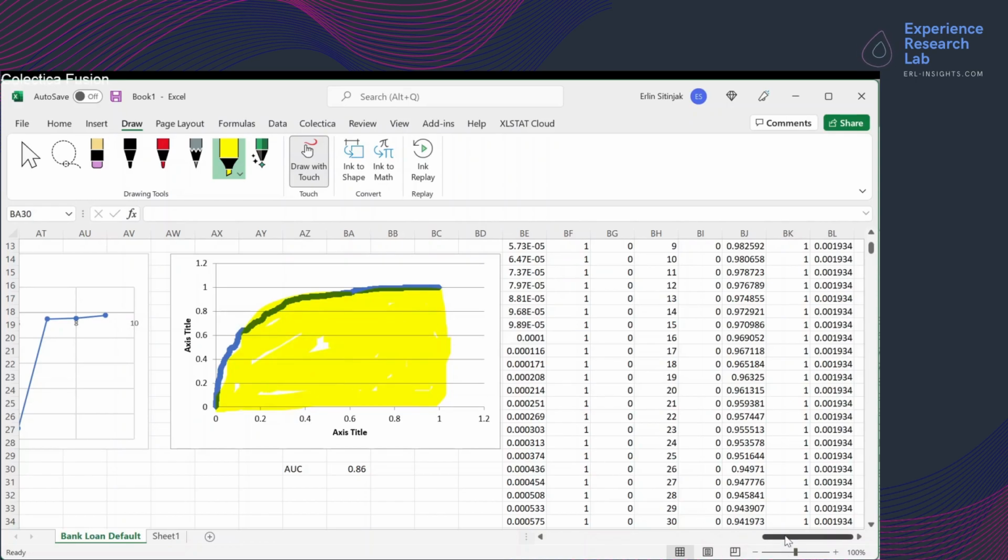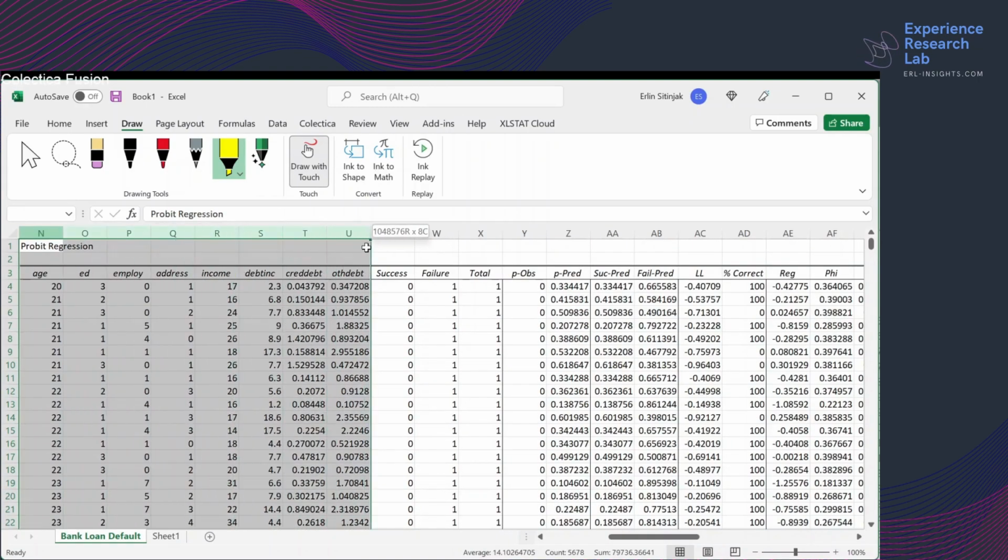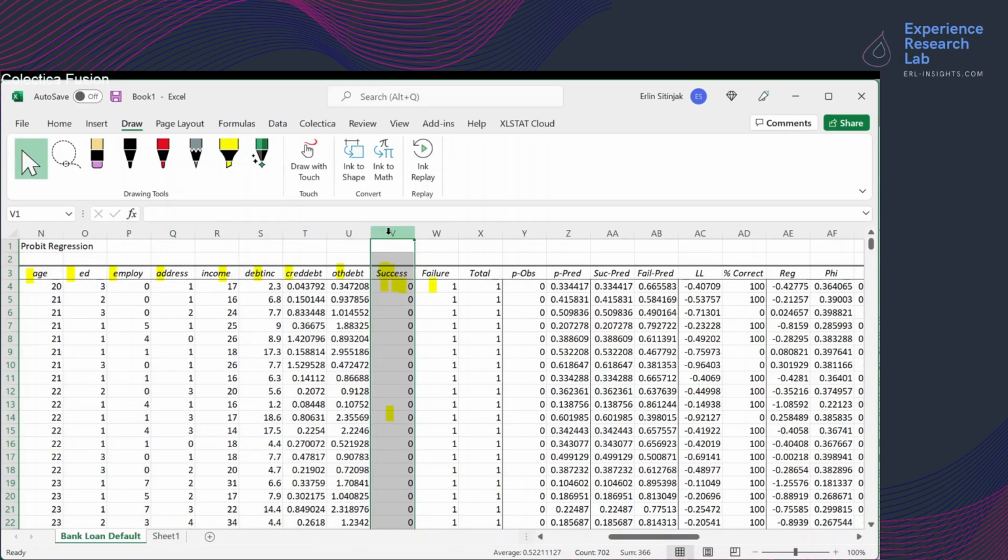Now let's go back to the first table, our probit regression table. The first 9 columns here is exactly the same as the first 9 columns in the data set. So there is age, level of education, years of working with the current employer, years of residing at the current address, household income, debt to income ratio, credit card debt, other debt, and success. So this is where the difference starts, where default in the data set is now success in the probit regression table.